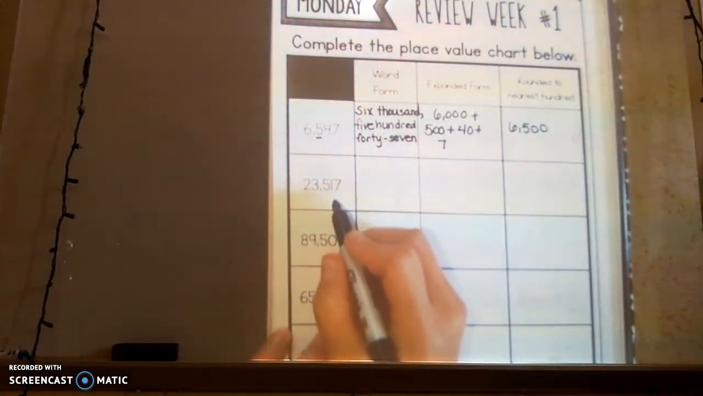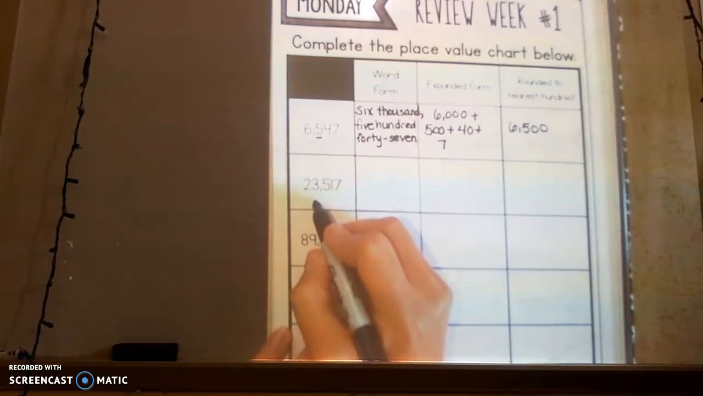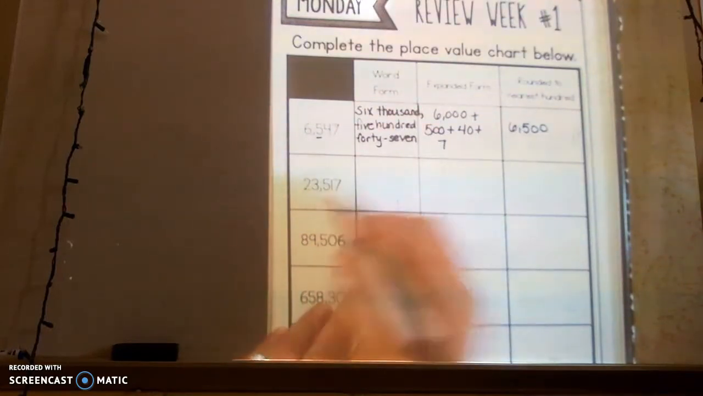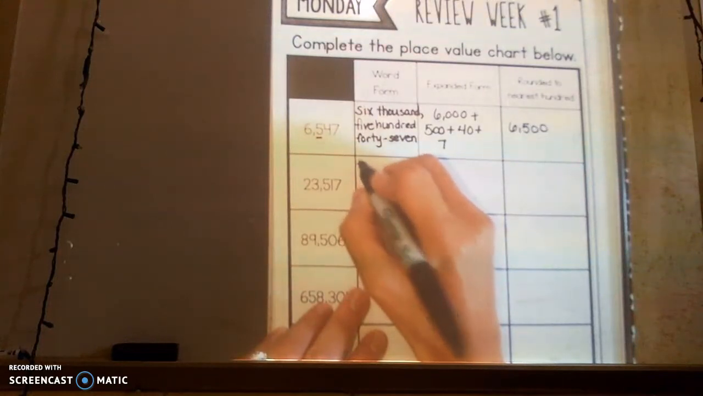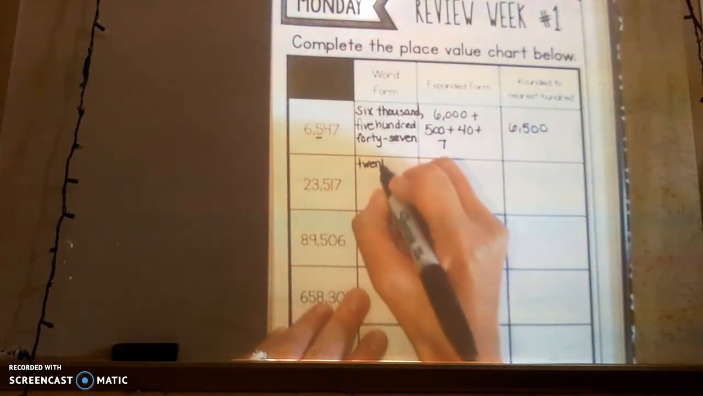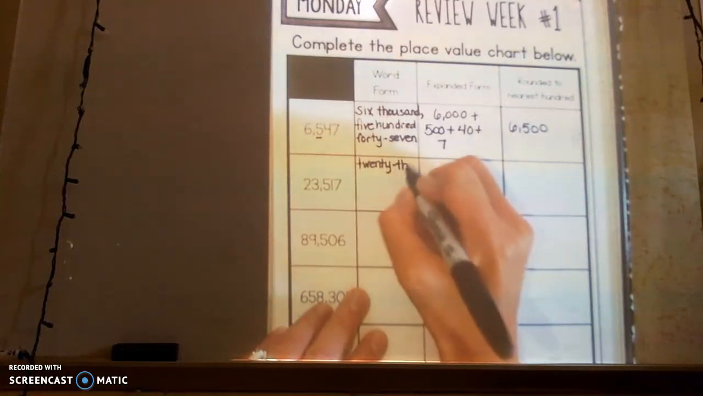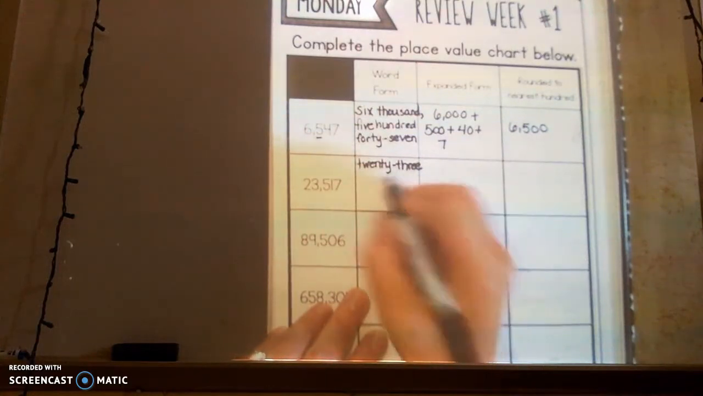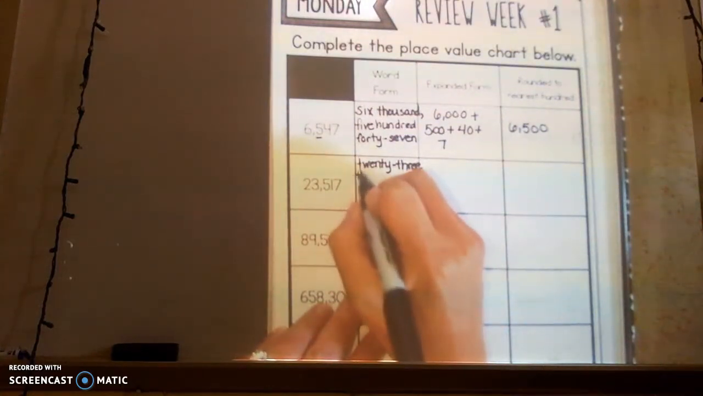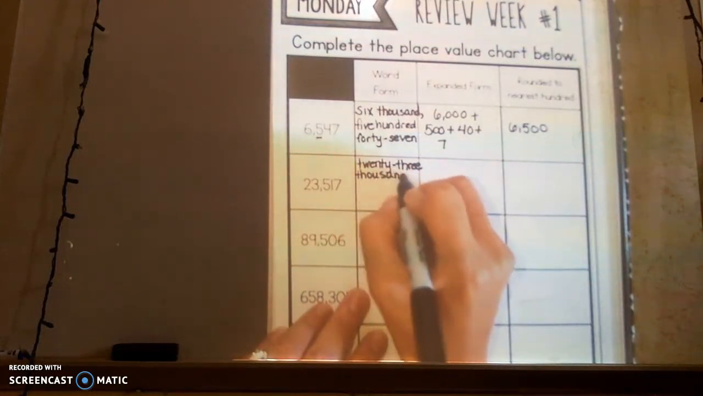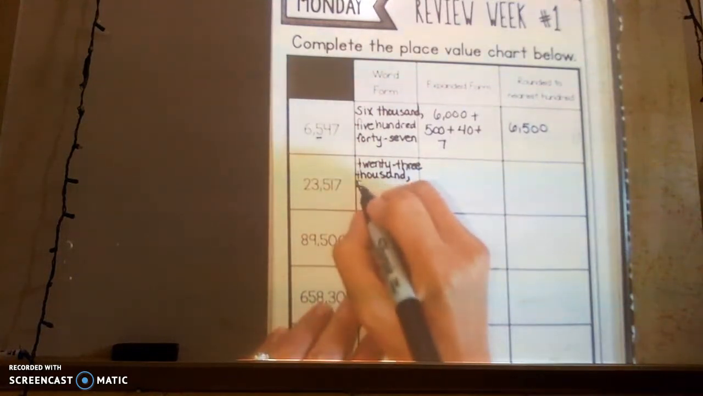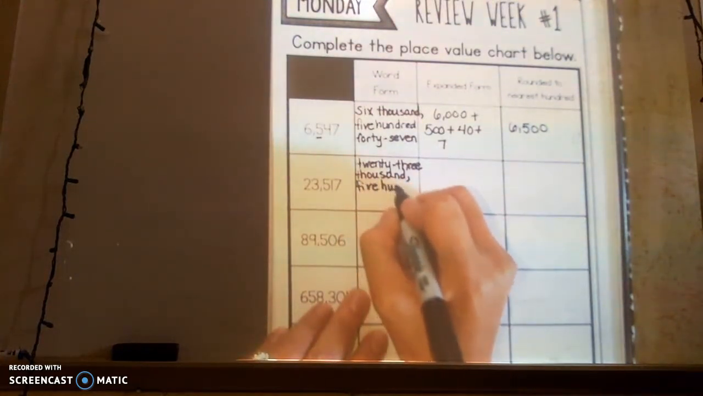Okay, we're going to do one more together. So this time, remember, first thing I'm going to do is read my number. 23,517. I'm going to write that using words just like I read it. 23, putting that hyphen in there because it's a two-digit number greater than 20. 23,000. Put my comma after 1,000 because I have a comma right there. 517.